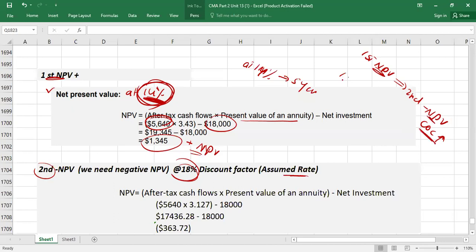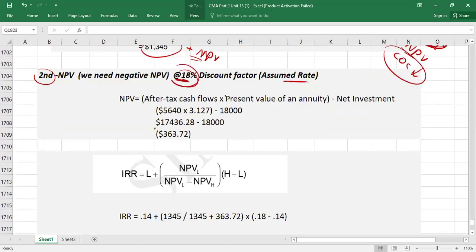But if the first NPV is negative, for example, so we need second positive NPV. To calculate the second positive NPV, we will assume a lower cost of capital as compared to the first NPV. So in short, whenever you need second negative NPV, we will increase the cost of capital. And whenever you need second positive NPV, you will decrease the cost of capital. So what is the scenario here? Here, first NPV is positive. So we need second negative NPV. So that's why we will increase the rate. So what rate are we assuming? Let's say we are assuming that rate is 18%.